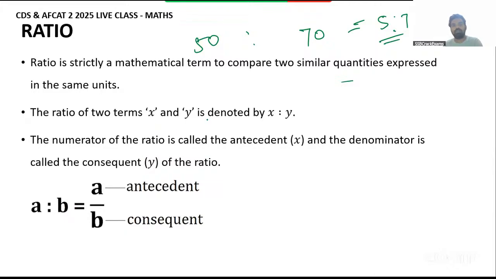And for the ratio of x and y, we denote it by x:y. The numerator of a ratio is called the antecedent and the denominator is called the consequent. If we know that x ratio y is equal to x upon y, or a ratio b is equal to a upon b, then in a fraction, we know that this is the numerator and this is the denominator. But in terms of ratio, we say that this is the antecedent and this is the consequent.